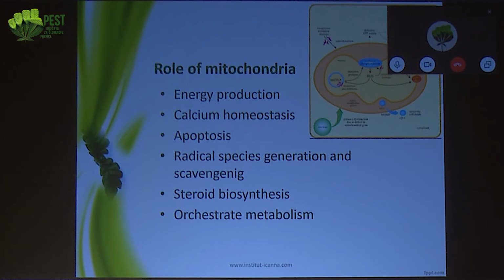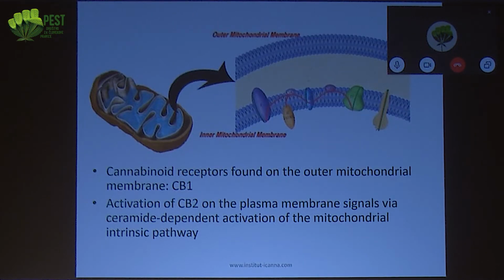And now we come to the part where we ask ourselves, so what do cannabinoids do to these tiny organelles, or do they have any kind of function? Now, the first surprising part was that when these organelles were studied, they found that on this outer membrane, we actually have CB1 receptors.